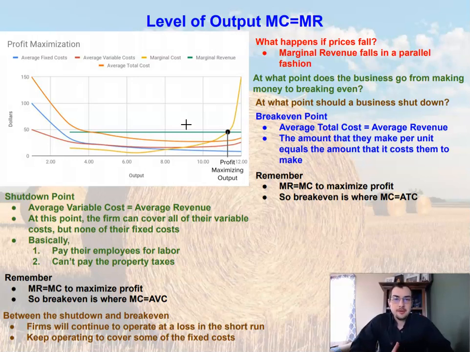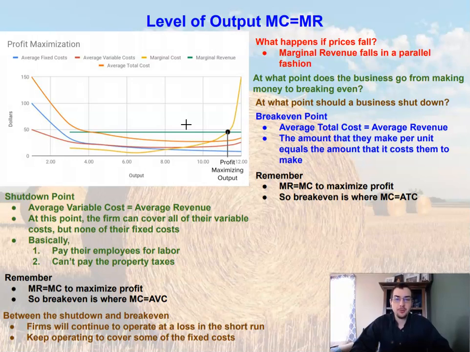So, if prices continuously fall or begin to fall and they keep falling, at what point does a firm begin to break even, where they make just enough money to cover their costs? They make zero profit, but they're not losing any money either. When does that occur? At what point does that occur? Also, at what point does a business shut down in the short run? When are they going to shut down in the short run because they're suffering too much losses? Well, we're going to talk about that.